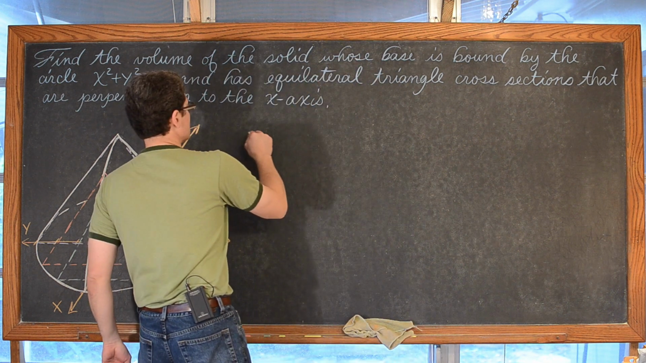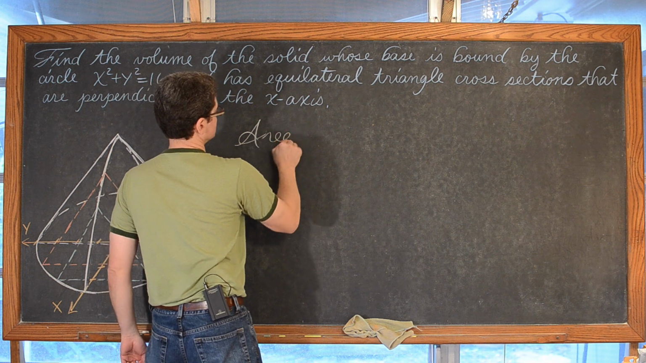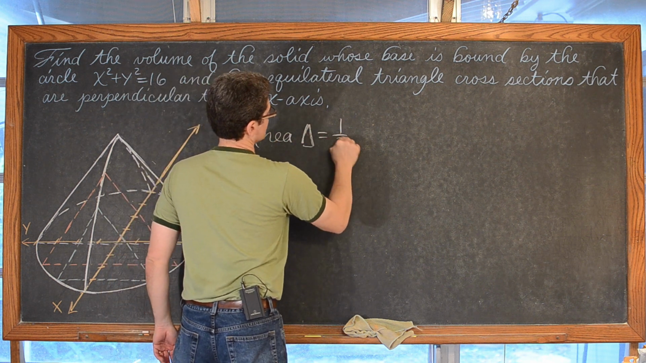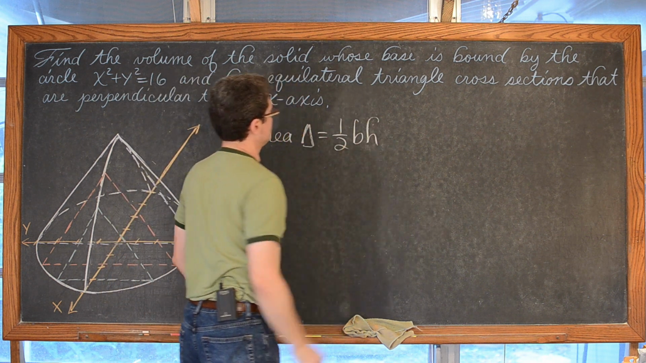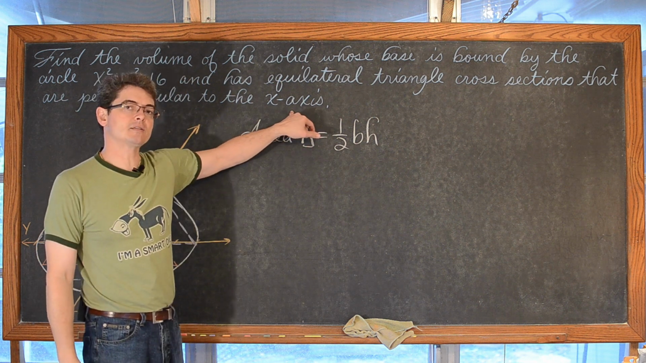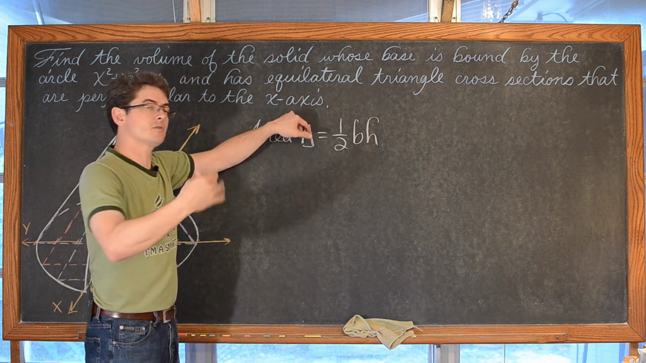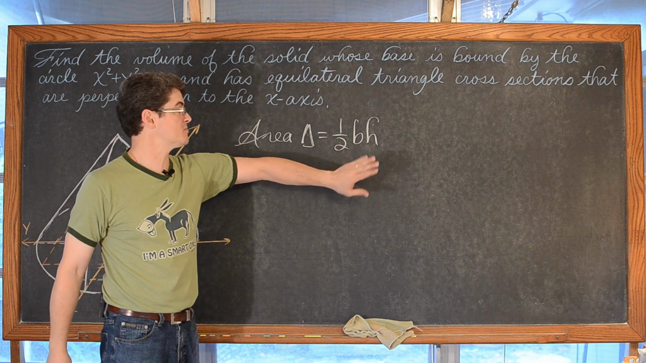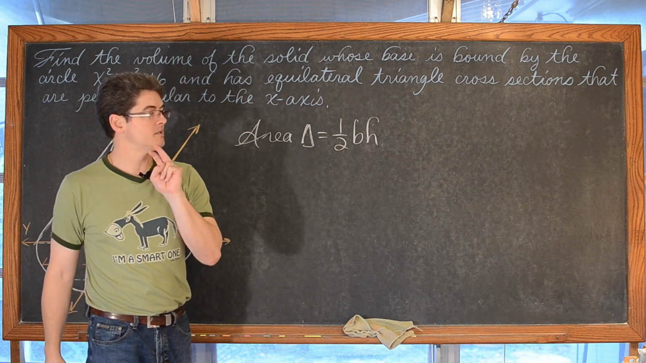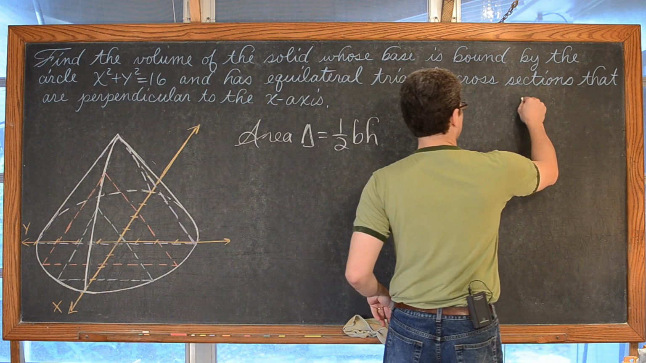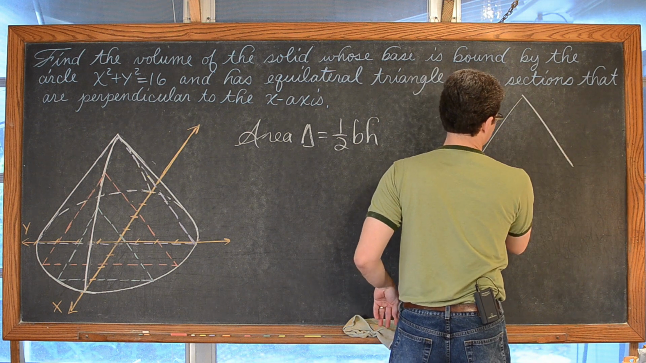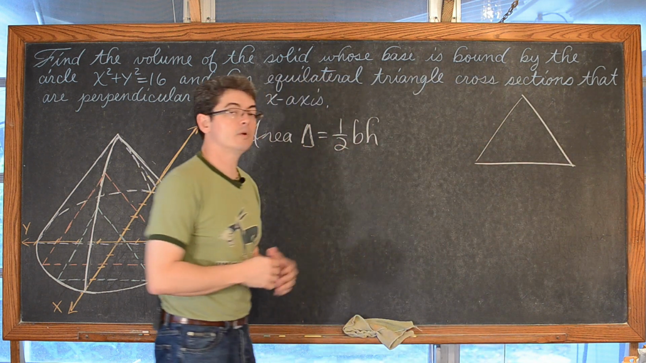Well, the area of a triangle is 1/2 base times height. But if I'm going to integrate with respect to x, or having an equation y in terms of x, I need an equation that is in terms of only one variable, not two. So we need to look at our properties of equilateral triangles to see if we can't rewrite this.